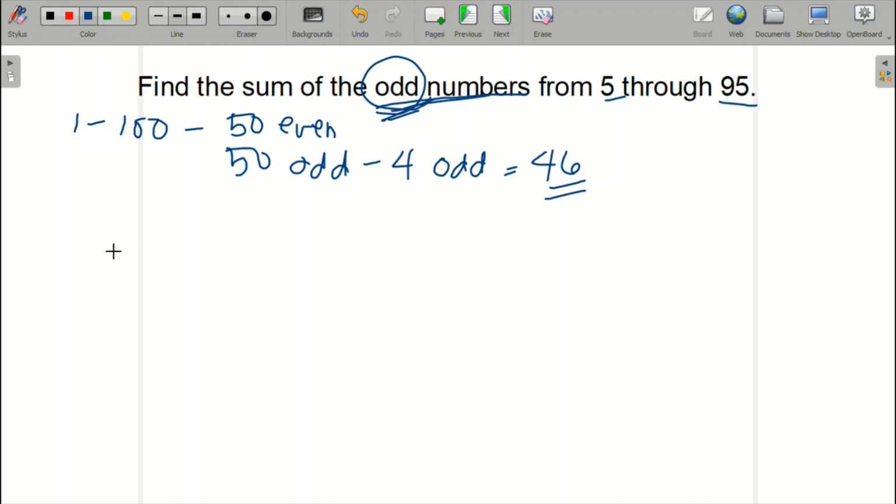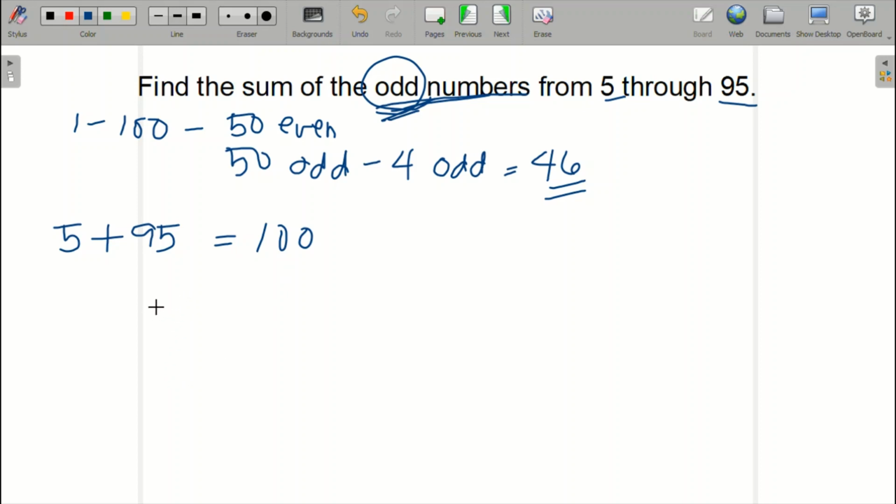Now we're going to use the first step. What is the first step again? We're going to get the sum of the numbers first. So 5 plus the last number, which is 95. So 5 plus 95 is 100.